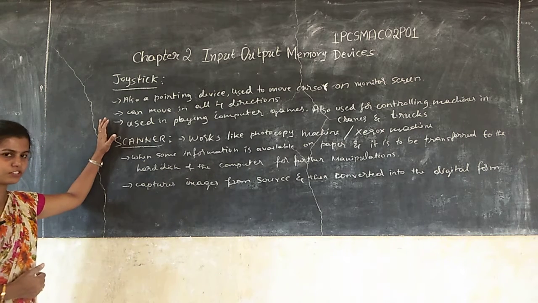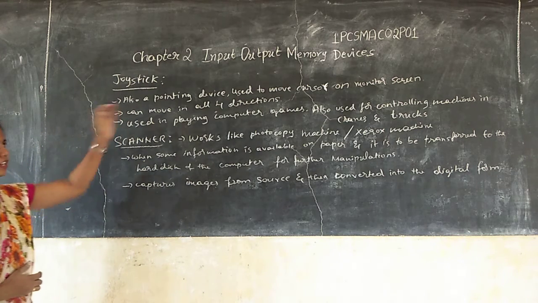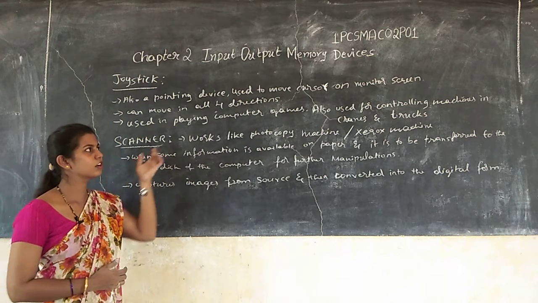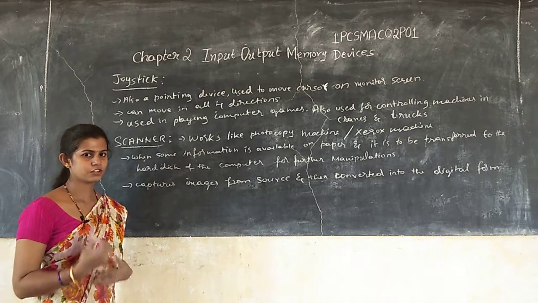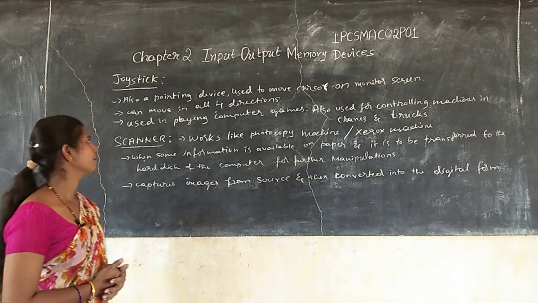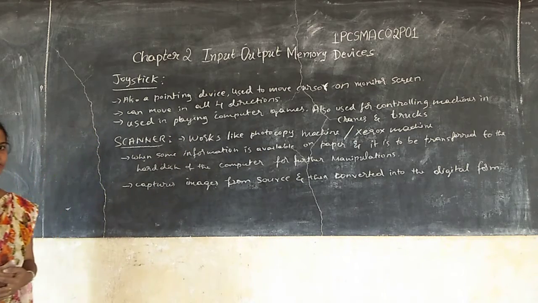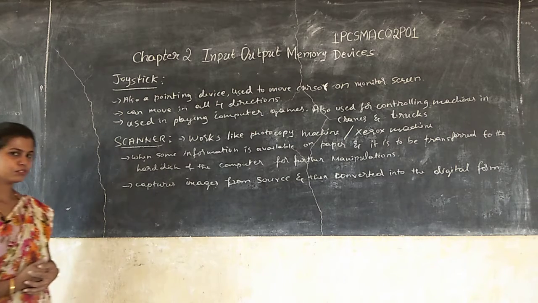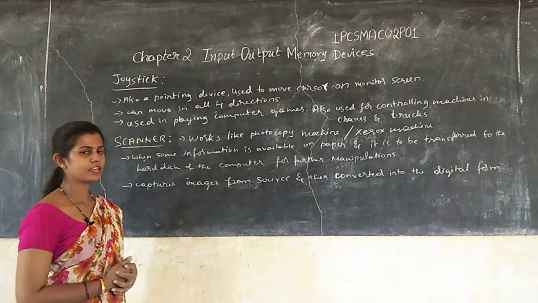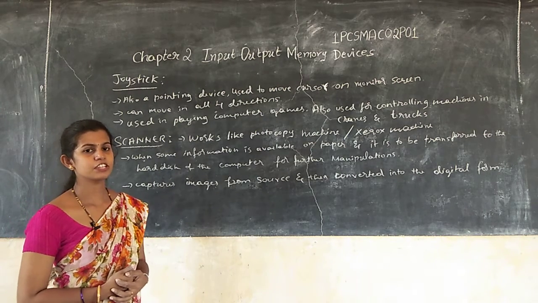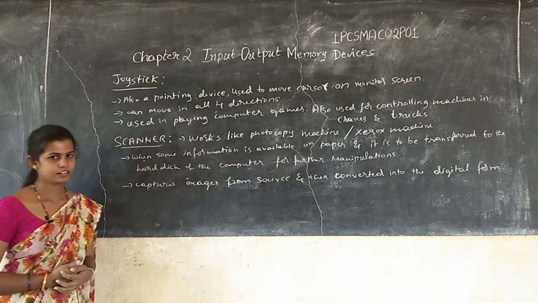So the joystick is also called a pointing device, and it is used to move the cursor position on the monitor screen, and it can move in all four directions. It is used in playing computer games and also to control the machines in cranes and trucks.